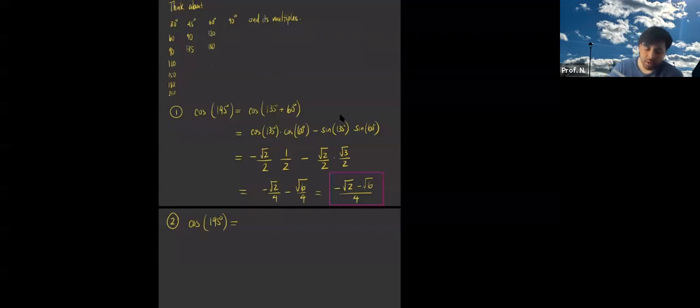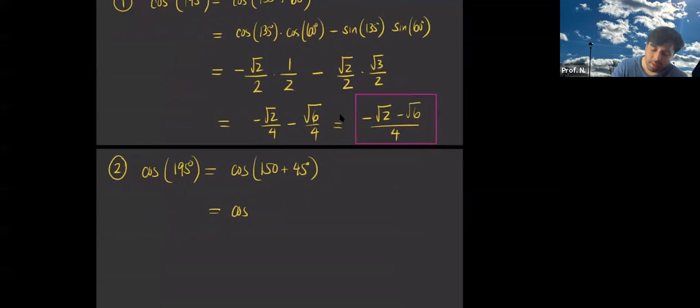So I'm going to use 150 instead. Cosine of 150 plus 45 degrees. This tells me by the formula that this will be cosine of 150 degrees multiplied by cosine of 45 degrees minus sine of 150 degrees times sine of 45 degrees. So what is cosine of 150 degrees?